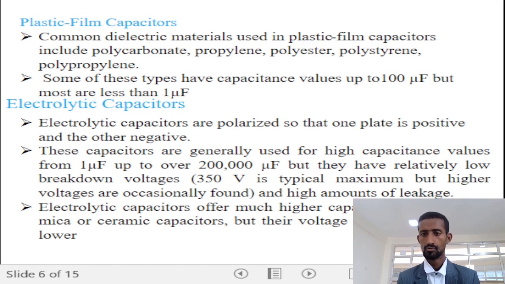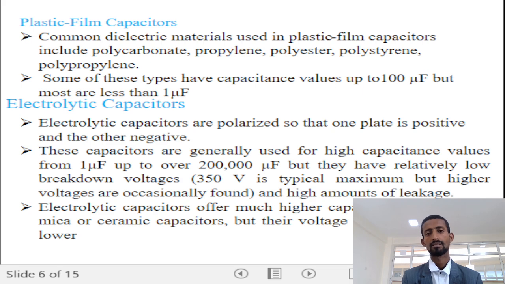These capacitors are generally used for high capacitance values, from 1 microfarad up to over 200,000 microfarad, but they have a relatively low breakdown voltage. This is their drawback. The voltage rating is very small, around 350 volts is a typical maximum, but higher voltages are occasionally found, and there is a high amount of leakage. They have a high amount of leakage due to the electrolyte movement. The ions may move from one place to another place, so there is a leakage.